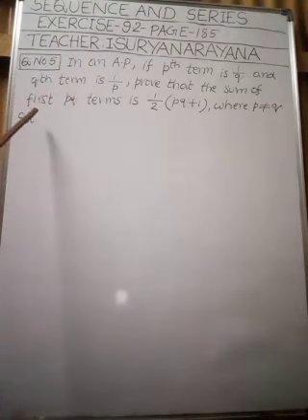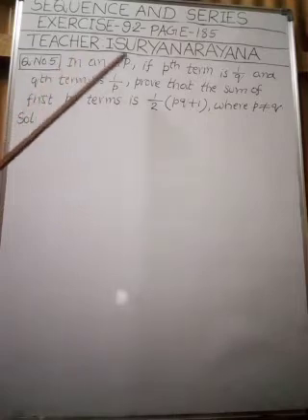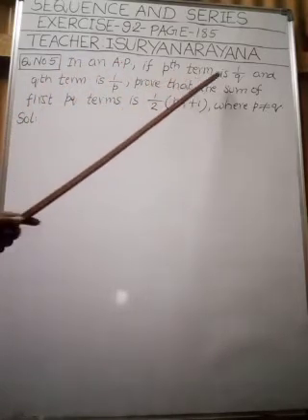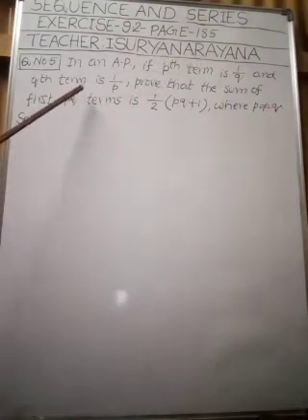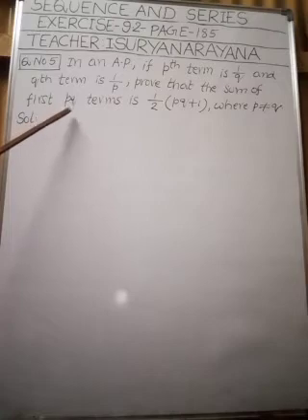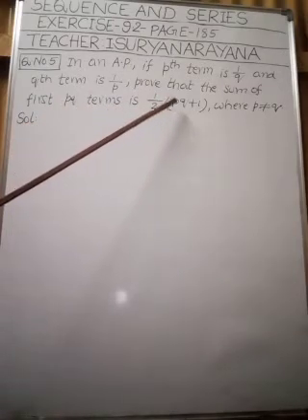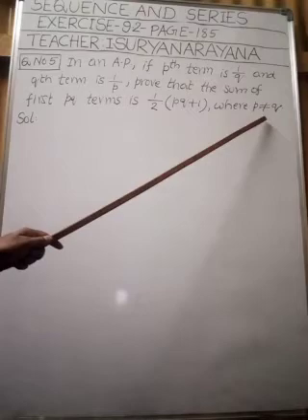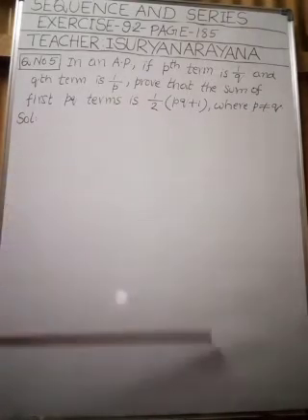Here I am not explaining question number 4. Okay, my children, please try the question number 4 yourself. If you have any doubts, ask your doubts and get your doubts clarified. Okay, my children. Right. Now come to the question number 5. In an arithmetic progression, if pth term is 1 by q and qth term is 1 by p, prove that the sum of first pq terms is 1 by 2 of pq plus 1, where p is not equal to q. Understood this question, my children?